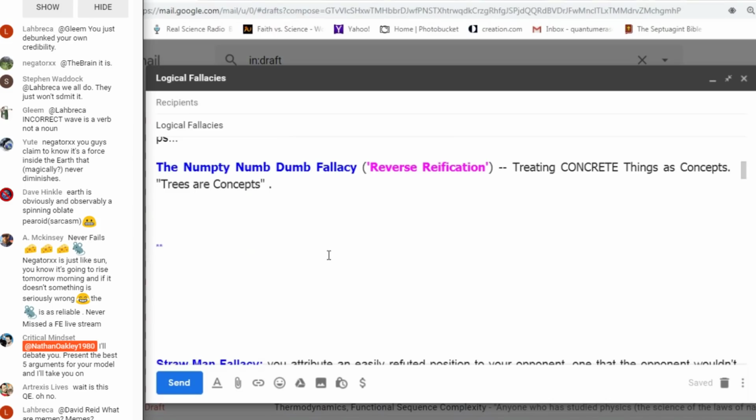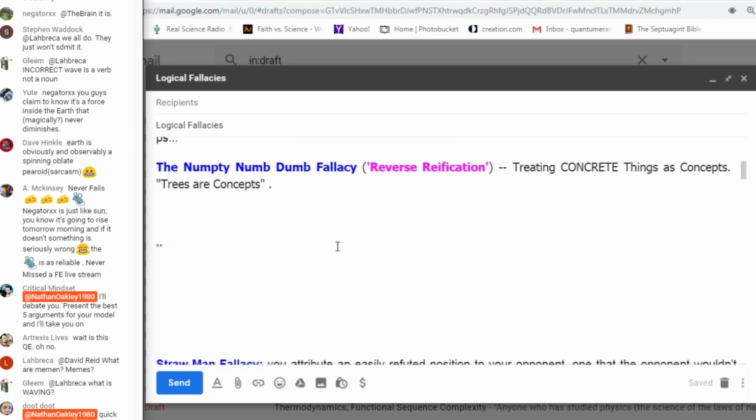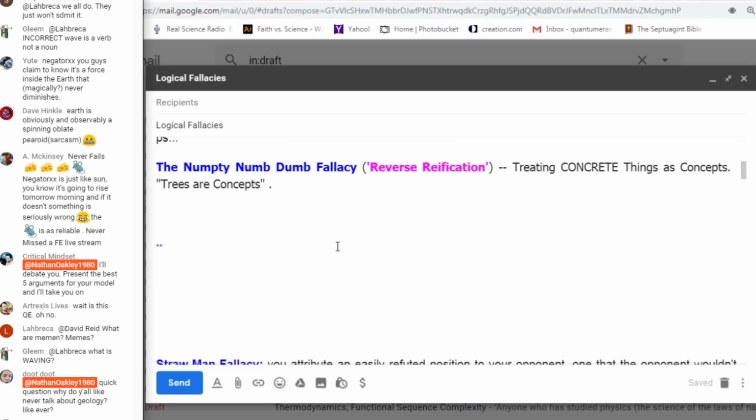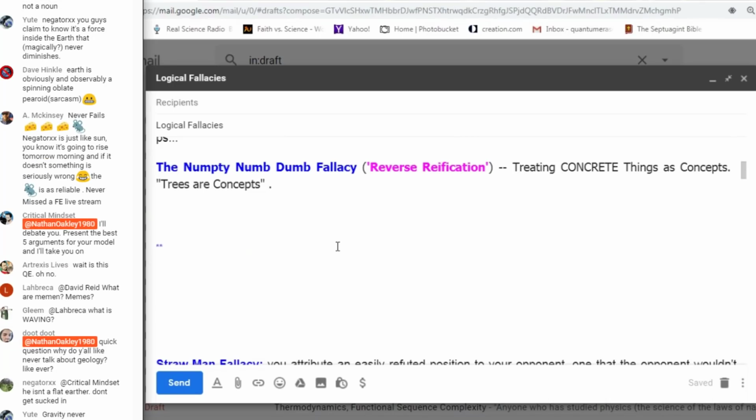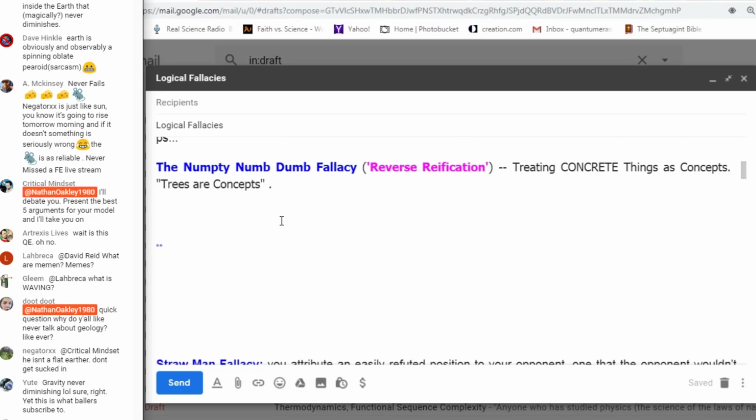Oh, P.S. I call this the numpty num-dum fallacy. It's called the reverse reification. Treating concrete things as concepts. Trees are concepts, right? No, trees aren't concepts. Trees are freaking trees.